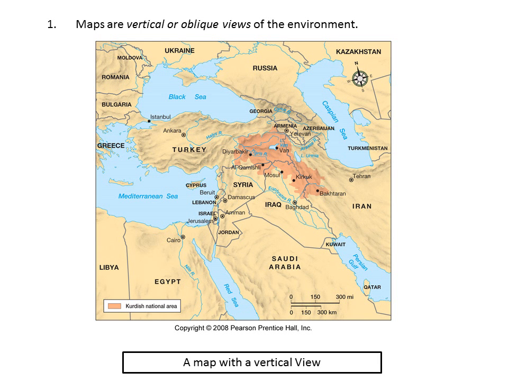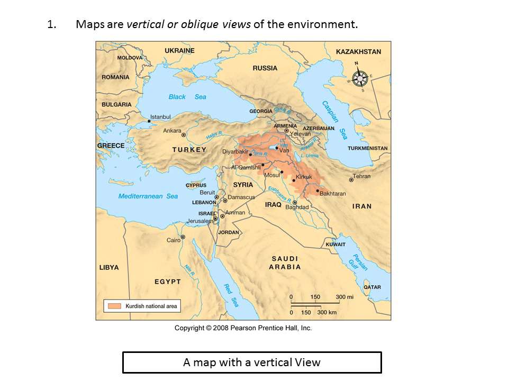So first of all, this is a map that shows a vertical view of the environment, in this case the area of the Middle East occupied by people who are identified as Kurdish ethnicity. It's a simple map, and a good example, by the way, of a thematic map. It's intended to show where a particular culture group lives in the world.